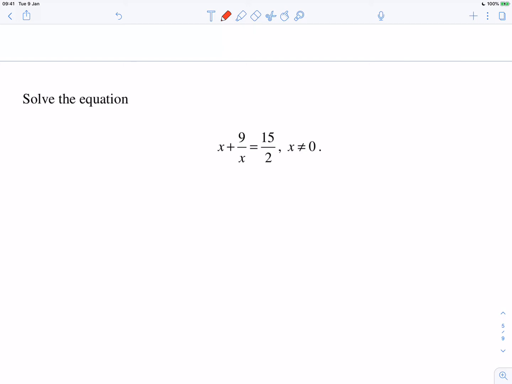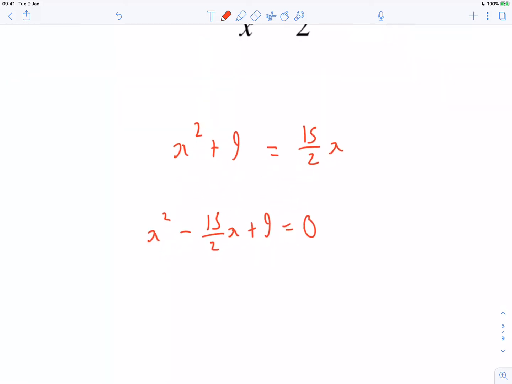Okay, so why is this a quadratic in disguise? Because if x doesn't equal 0, I can actually multiply by x everywhere on both sides. So if I multiply this side by x, it becomes x squared plus 9. And if I multiply this side by x, it becomes 15 over 2 x. Now if I subtract 15 over 2 x from both sides, I actually get this quadratic to solve.